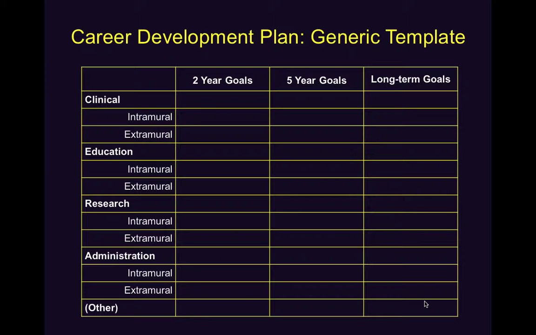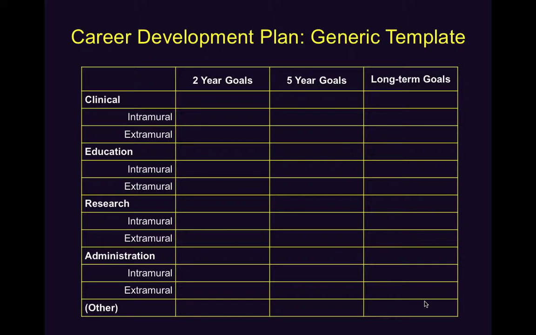Let's say you're doing some work in all 4 major areas: clinical, education, research, and administration. So what might be your 2-year goals in each of those fields? 5-year goals, 10-year goals, or long-term goals. As an example, maybe your clinical work intramurally might be to just build your own practice over 2 years. So you've got a good patient base to do whatever else you want to.